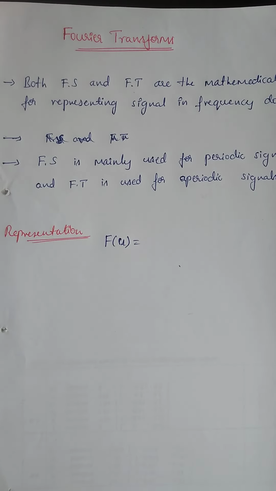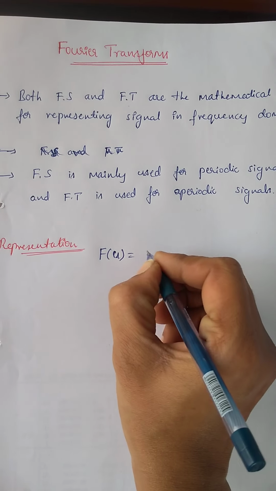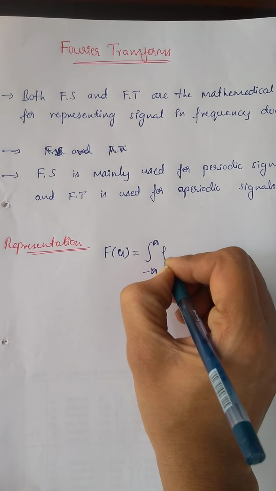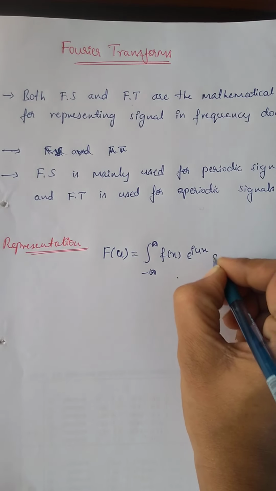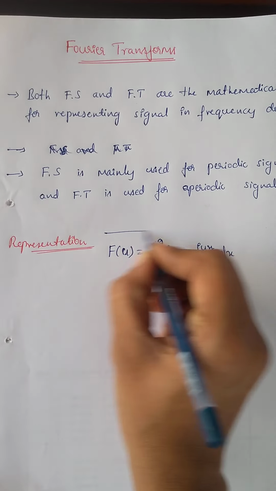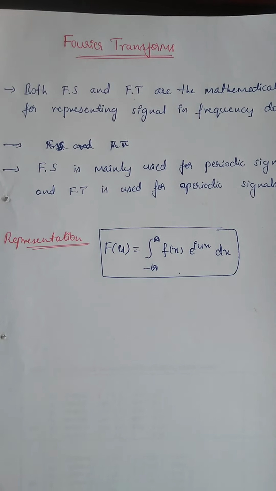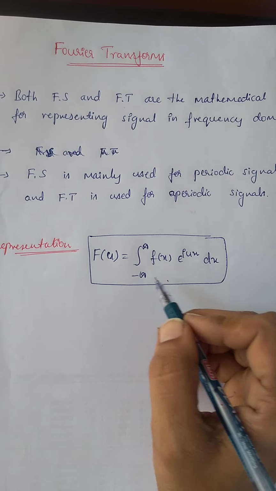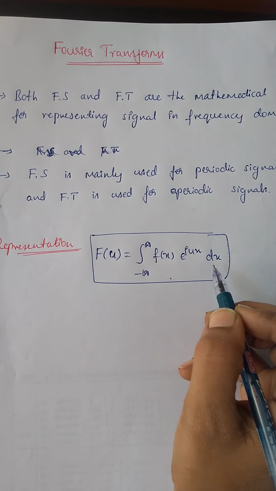Next, the representation of Fourier transform. The Fourier transform is represented by capital F. Capital F of u is equal to the integration from minus infinity to infinity of small f of x, e to the power of iux, dx. This is nothing but the Fourier transformation. The Fourier transform, represented by capital F of u, is defined as the integration from minus infinity to infinity of f of x e to the power of iux dx.